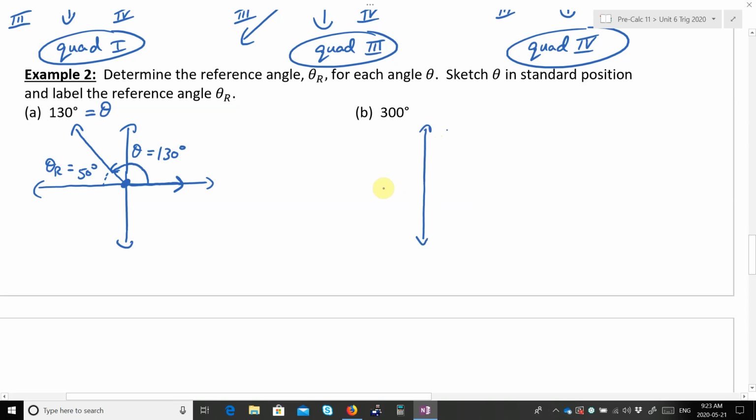And for 300 degrees, initial arm, there's 90, 180, 270, all the way around is 360, so 300 would be like that. 300 degrees to the terminal arm, and all the way around the circle is 360, so this should be the remaining 60 degrees, right? And that's between the terminal arm and the closer piece of the x-axis, so that is the reference angle.